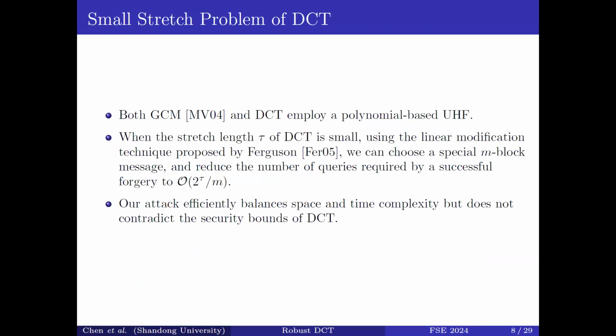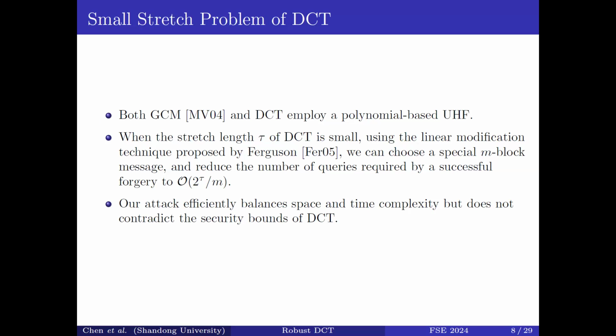Since GCM uses the J-hash and DCT uses the BRW-based UHF, both of them are polynomial-based universal hash functions. In 2005, Ferguson proposed a further attack on GCM. The core of this attack is to linearize the J-hash.